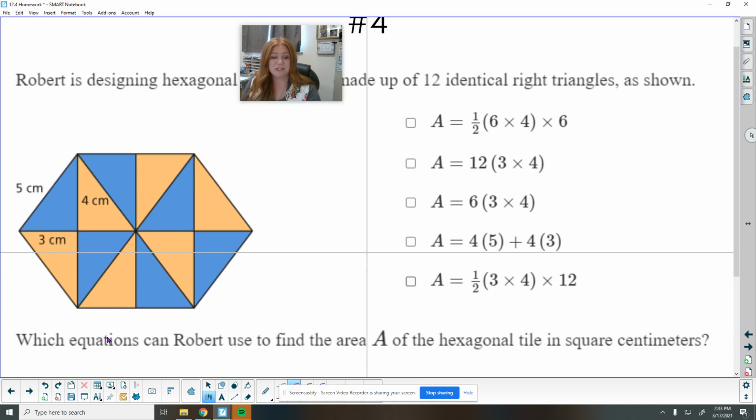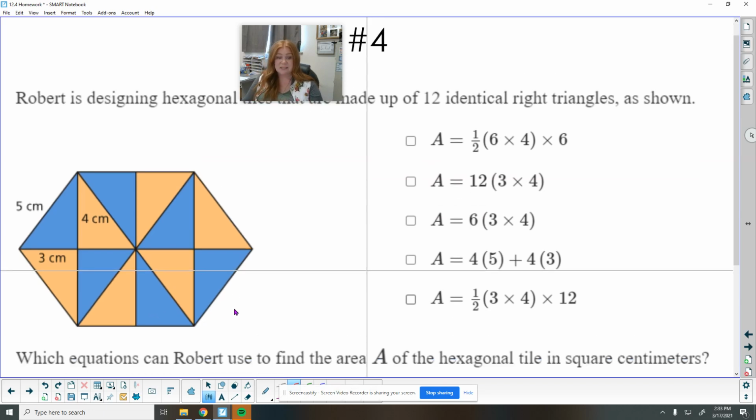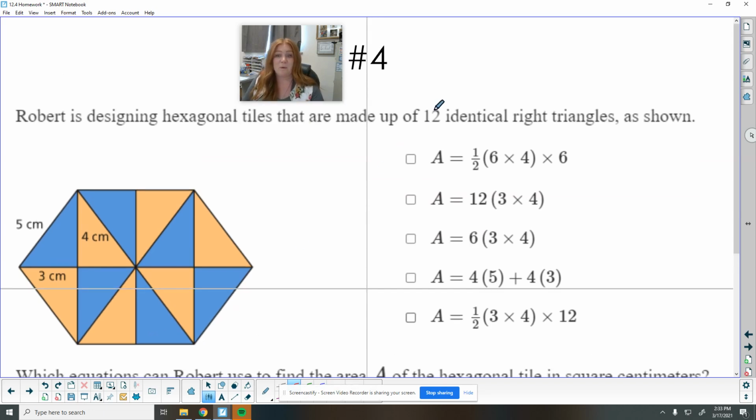Which equations can Robert use to find the area of this hexagon in square centimeters? So we need to remember we have 12 triangles. Let's ignore that 12 for right now and just look at one triangle, this blue triangle right here. What is the base of the triangle? It's 3. So we know, to find one triangle, we want to do base times height, but then we cut it in half. So the base is 3.